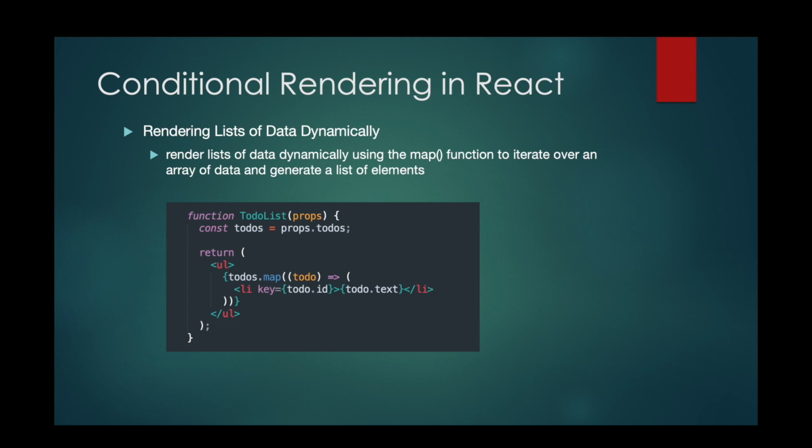Conditional rendering is a powerful feature in React that allows components to adapt their output based on dynamic conditions. By using conditional statements, ternary operators, and the logical and operator, developers can create flexible and interactive user interfaces. Additionally, rendering lists of data dynamically enables the creation of dynamic and data-driven UIs in React applications.